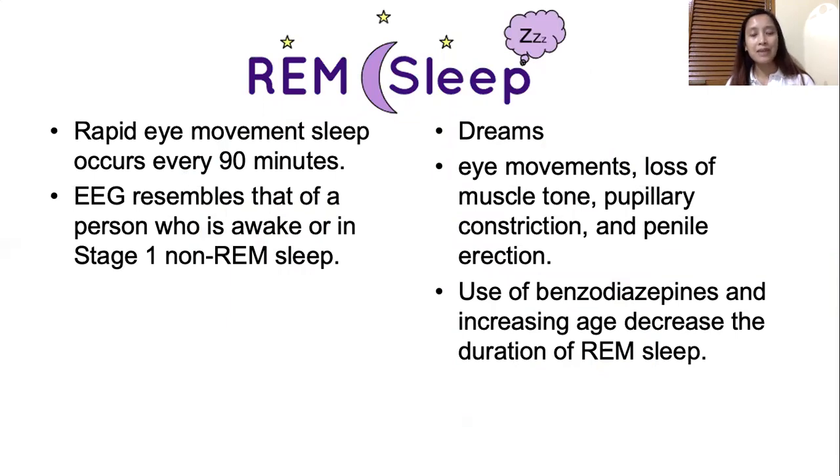Your REM sleep, as I mentioned earlier, is rapid eye movement sleep that occurs every 90 minutes after you go to sleep. The EEG resembles that of a person who is awake or in stage 1 of non-REM sleep, so the waves are like beta waves. This is where dreams occur. There is rapid eye movement if you observe their eyes, there is loss of muscle tone, and there's pupillary constriction. They could also have penile erection. The use of benzodiazepines and increasing age decrease the duration of REM sleep. That's why patients who are on benzodiazepines like diazepam and midazolam have very, very deep sleep.